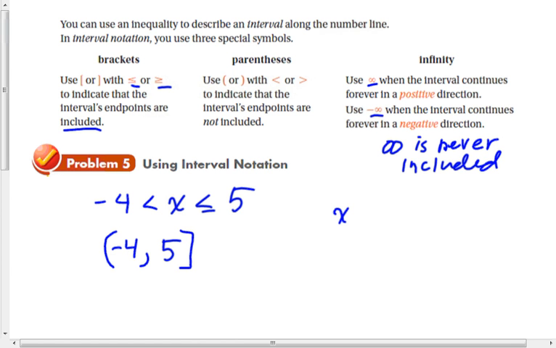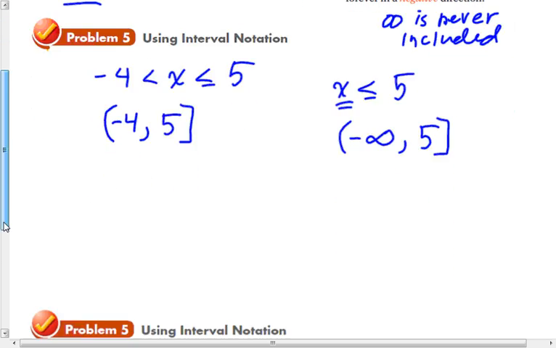If I just want to do something like this, x is less than or equal to 5, the lowest number in this set, there is no lower bound. It goes all the way to negative infinity here, and negative infinity is not included. So I would do that like that, negative infinity symbol, comma. Now I want to go all the way up to 5, and I want to include 5. So I'm going to use a bracket to include that. All right, you go ahead and try that.